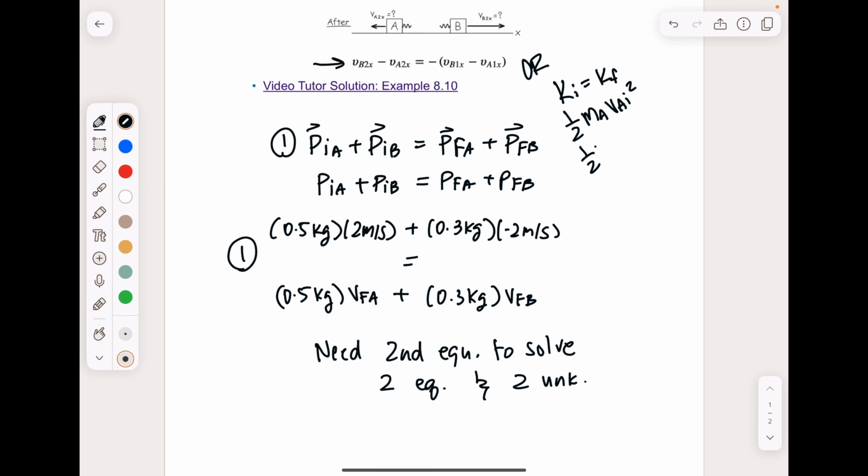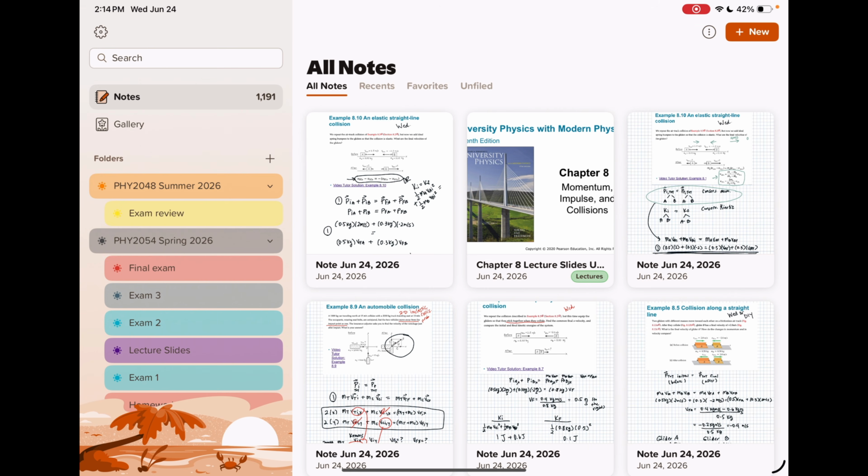Just a reminder, it's this equation, equals the final velocities squared, summed together. I did that, and you get some nasty algebra. Using the relative velocity relationship is going to spare you the nasty algebra. And let's just take a look at it. I wrote it out over here.